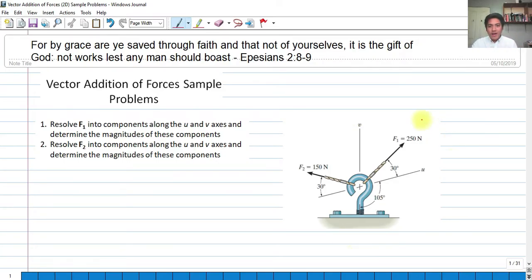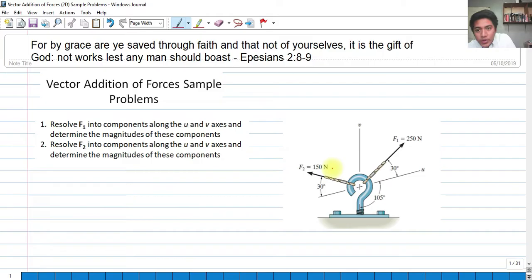So for number one, we have a simple illustration or figure here. For number one, we are going to resolve F1 into the components along the u and v axis and determine the magnitude of these components. So in other words, this force F sub 1, we're going to resolve it into the u-axis and v-axis and get the magnitude of these components.